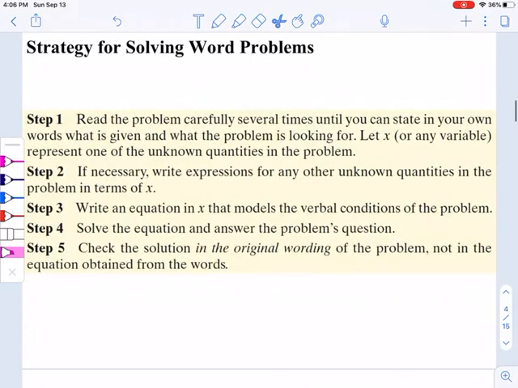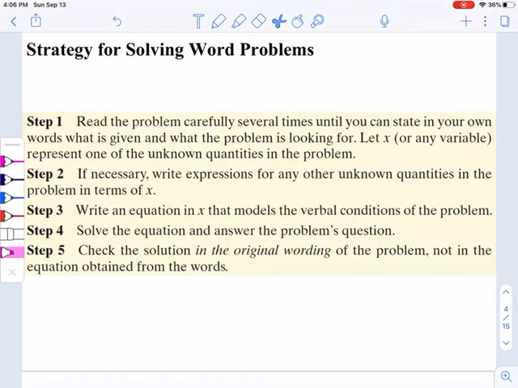So, some strategies for solving word problems. Some of the problems you're going to look at in this section are going to be pretty simple and easy. Some of them you have to think through. What is a process? So here's a process. Step 1, read the problem carefully several times until you can state in your own words what is given and what the problem is looking for. It says to let x, or any variable, represent one of the unknown quantities in the problem. So always read the problem. What do I know and what am I trying to figure out?